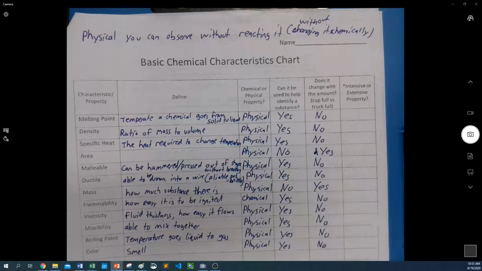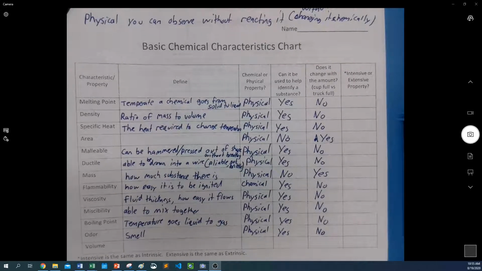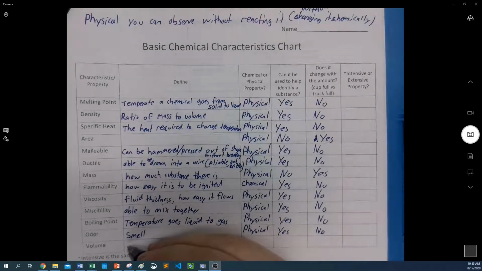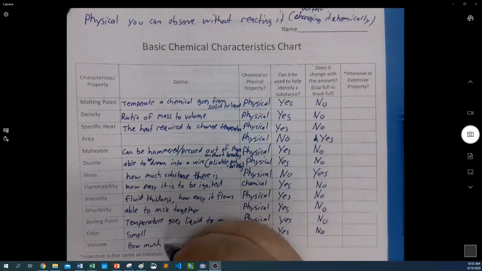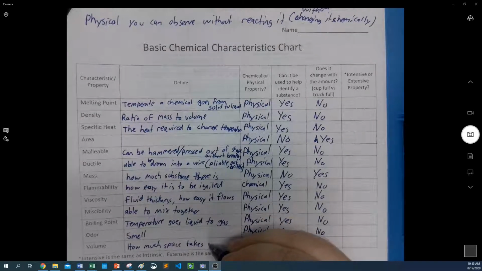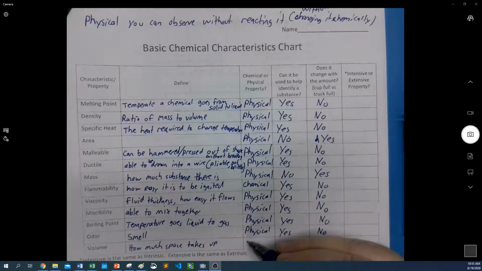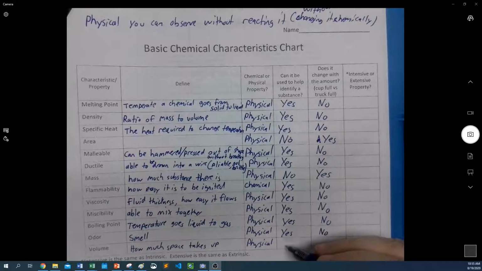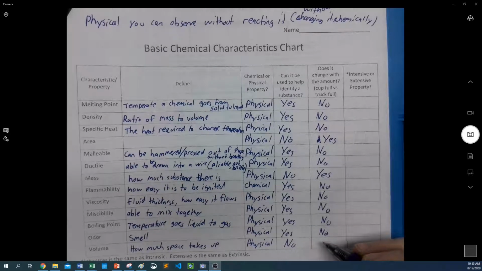Alright, let's continue where we left off yesterday. So volume is how much space something takes up. It would be physical. And no, it can't help you identify. And does it change with the amount? Yes.